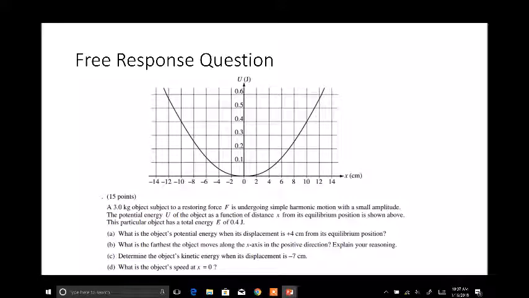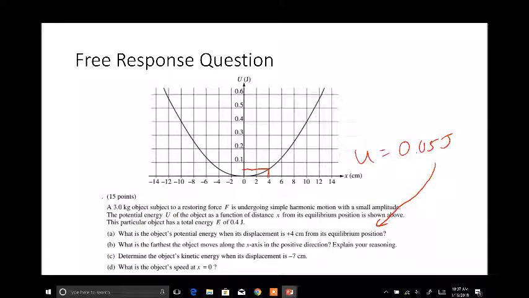All right, so we go over to about plus 4 from the equilibrium position, about right here. And then we follow that over to our y-axis, which is for potential energy. And that gives us about 0.05 joules at A. Now B, what is the farthest the object moves along the x-axis in the positive direction?